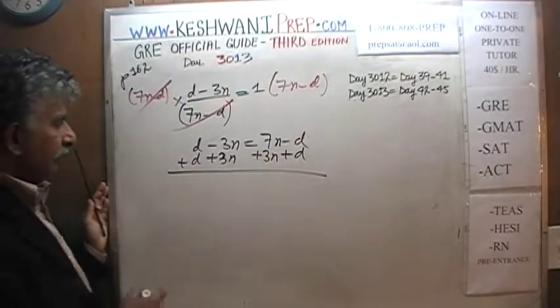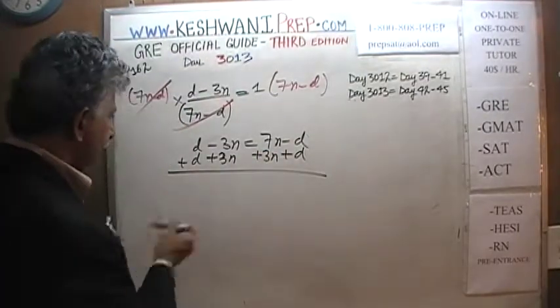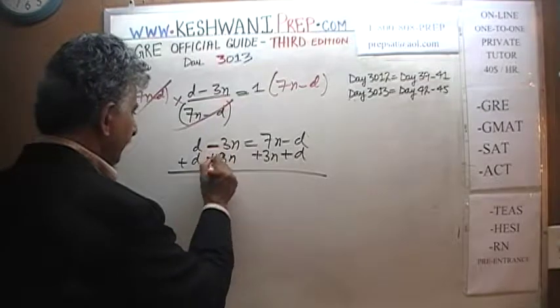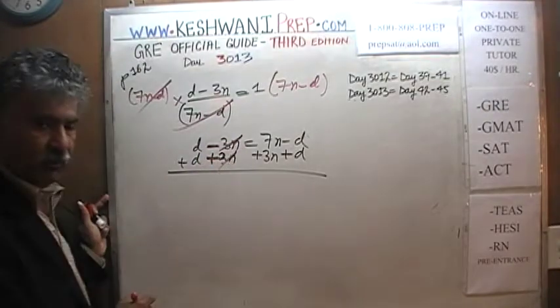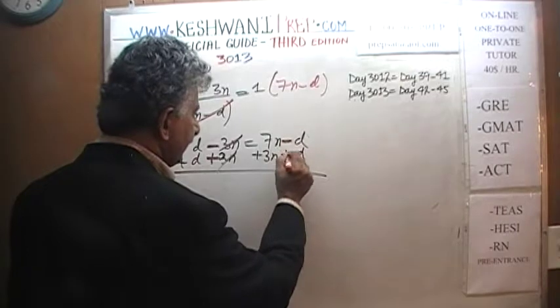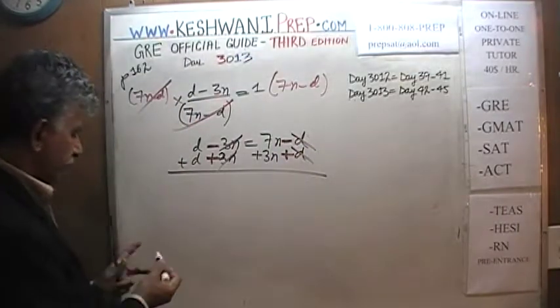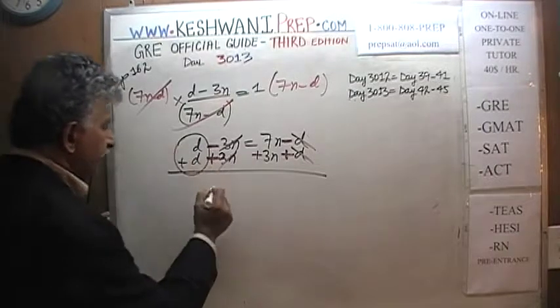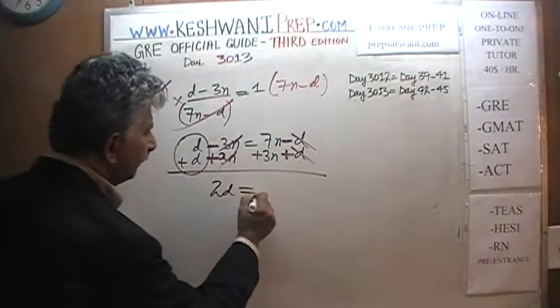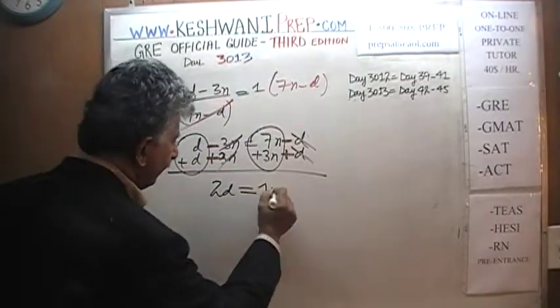That's it, we're done. Negative 3n and a positive 3n are going to cancel each other out. That was the whole point. And negative d and a positive d is going to cancel out each other. And we are almost done. We have here d plus d, which is 2d, equals 10n.